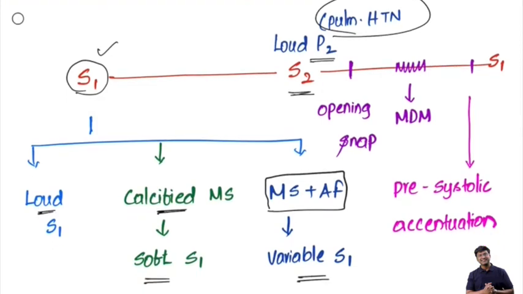Then what about the diastolic abnormalities? Within the diastole of patients with mitral stenosis, there are three additional sounds. One is the opening snap. The opening snap is due to forceful opening of the stenosed mitral valve. And there will be a mid-diastolic murmur. And finally, presystolic accentuation. Presystolic accentuation is due to strong left atrial contraction against the stenosed mitral valve.